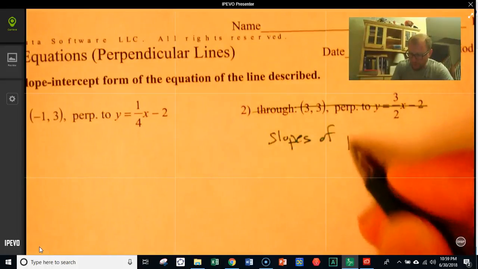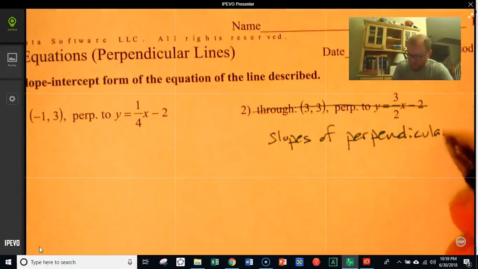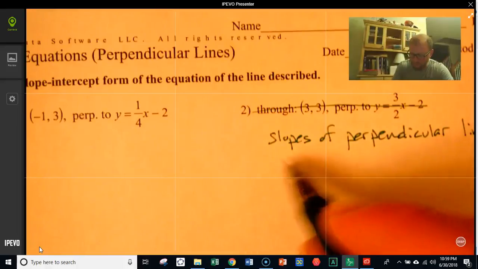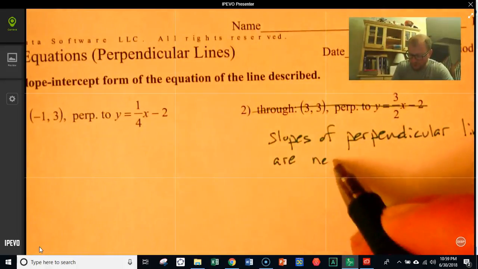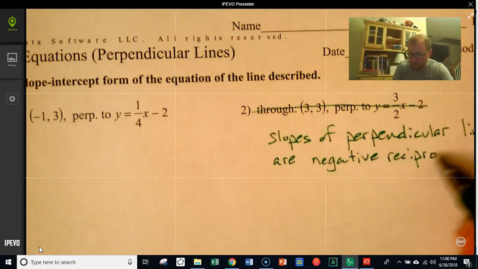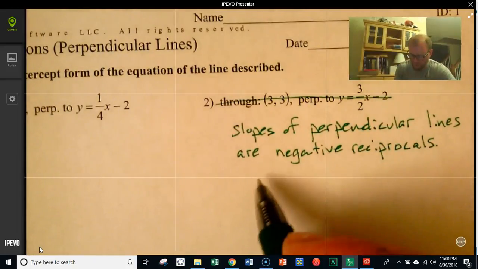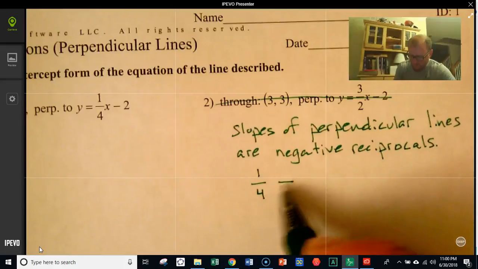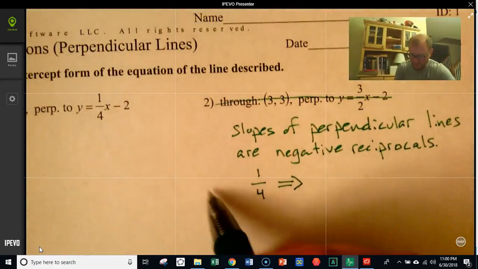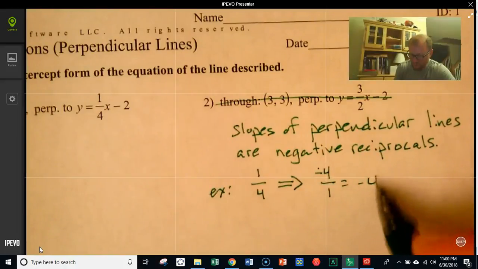Slopes of perpendicular lines are negative reciprocals. I'm going to use some examples of negative reciprocals. I think you can probably pick up on what the thing is here. So, for example, 1/4 to negative 4/1, which is negative 4.